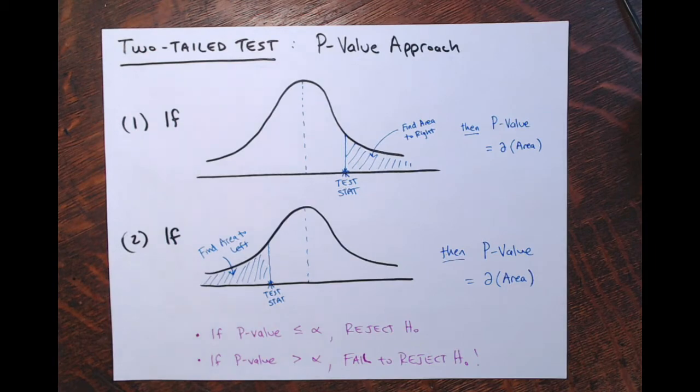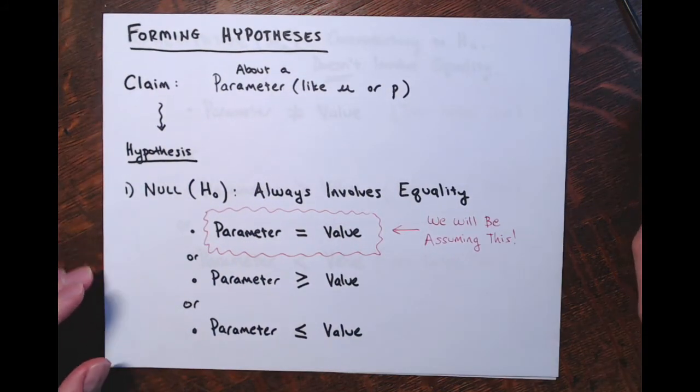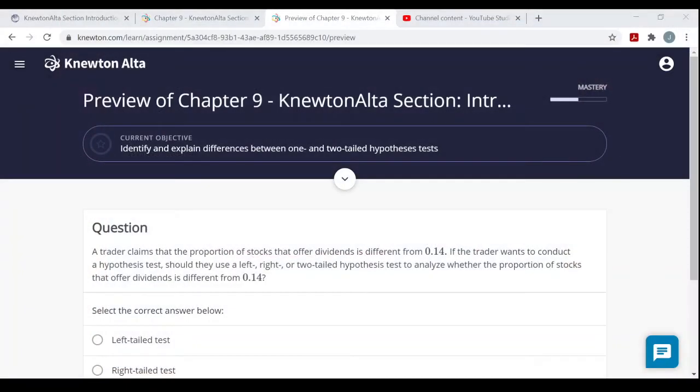Right? So again, that's a lot. And I will come back to these pages over and over again as we perform other hypothesis tests. All right, so let's go back to the question. Here, a trader claims that the proportion of stocks that offer dividends is different from 14%, or 0.14. If the trader wants to conduct a hypothesis test, should they use a left, right, or two-tailed hypothesis test to analyze whether the proportion of stocks that offer dividends is different from 0.14?